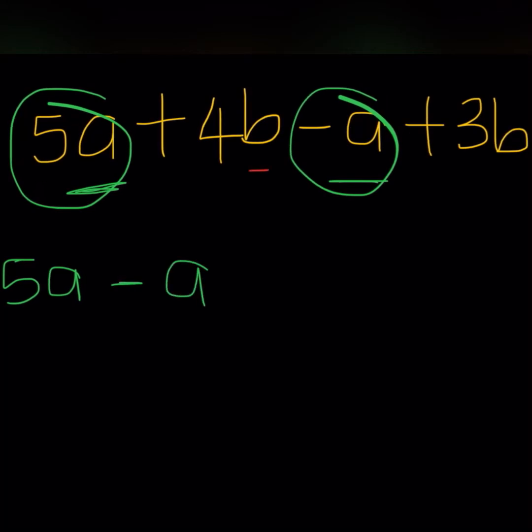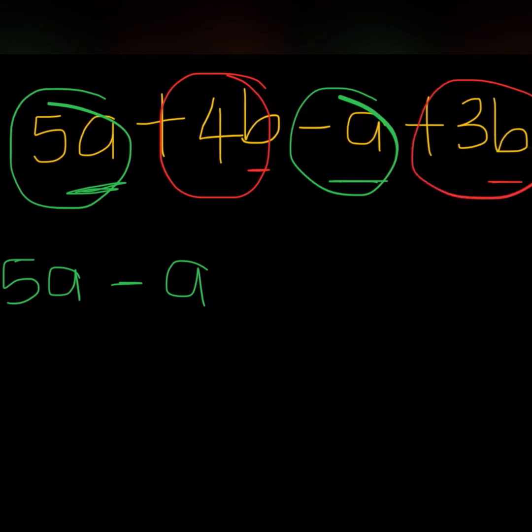The variable for this term is b, and the variable for this term is b. So 4b and 3b are like terms. So that's plus 4b plus 3b. Now we can subtract and add the like terms together in order to simplify the expression. So here we have 5a minus a. When we have a variable standing by itself without a visible coefficient, we know that the coefficient is 1. So this is 5a minus 1a, which is going to give us 4a.